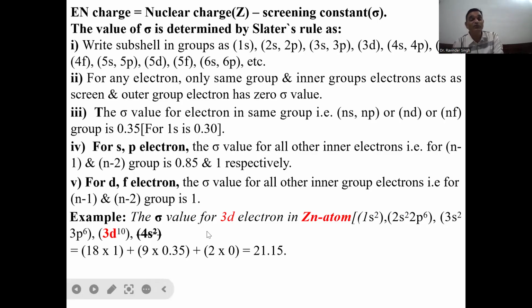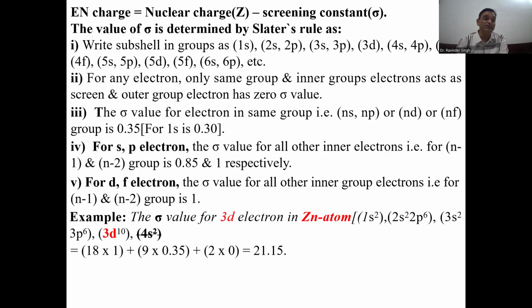For the d, when we are calculating the effective nuclear charge experienced by the 3d electron, then all other inner electrons will be summed up collectively. So the inner electrons are the 3s 3p group, total 8 electrons, 2s 2p, total 8 electrons, 8 8 16, 1s 2, 8 8 16 to 18, 18 multiplied by 1, because all inner electrons will cause the screening constant value of 1 for the d and f electron. That is the rule number 5. OK, so the answer comes out to be 21.15.